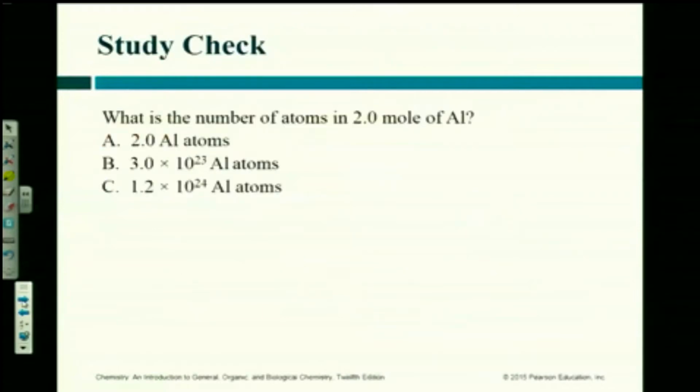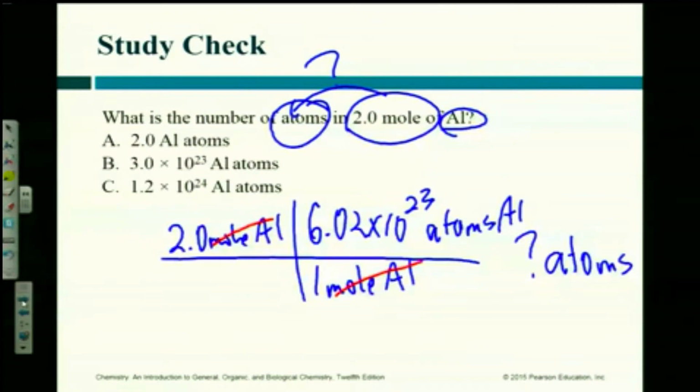What about this one? Does it matter that before we had CO2 and now we have aluminum? No. It does not, right? Because remember, it doesn't matter. 1 mole of anything is 6.02 times 10 to the 23rd of it. So calculate this one for me. And you're going to struggle later.